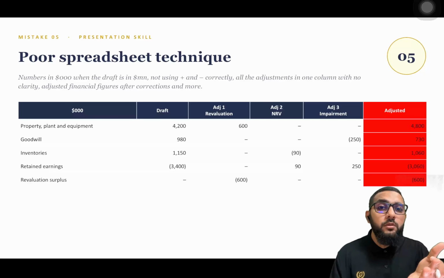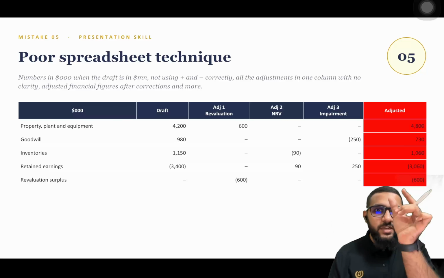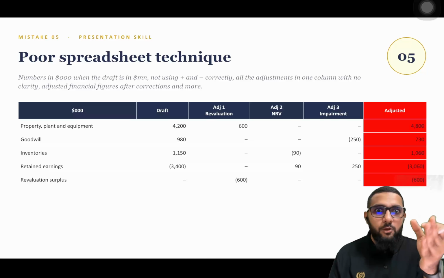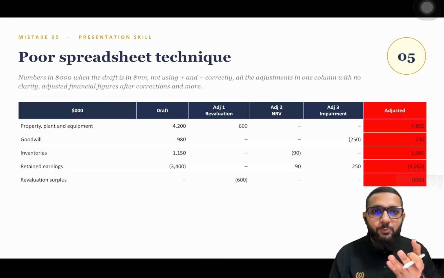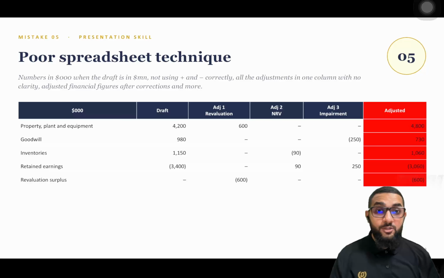You go on with your adjustments and give the numbers in thousands, right? So 1 million in millions is 1. 1 million in thousands is 1,000. So when the draft is 1 and your adjustment is 1,000, 1 plus 1,000 becomes 1,001, while it's supposed to be 1 plus 1, 2 million. Yeah. So you need to keep an eye on that.